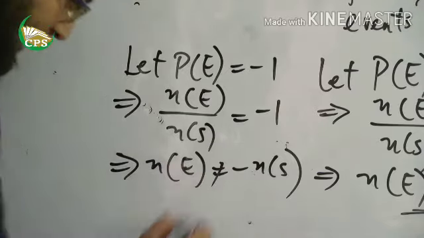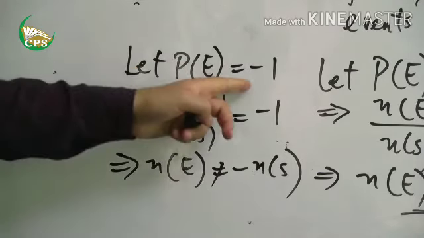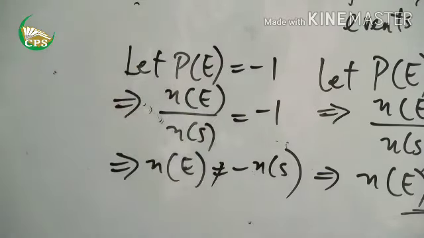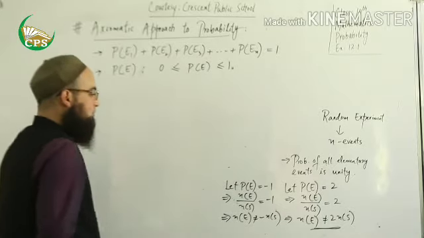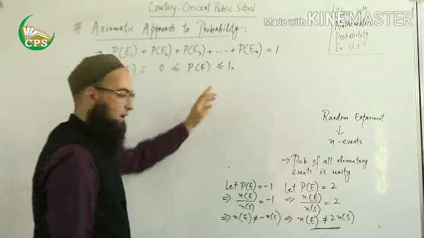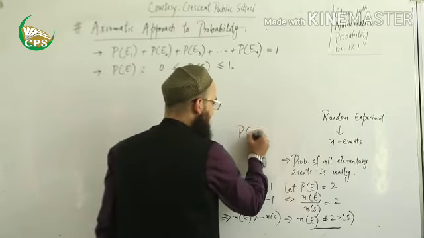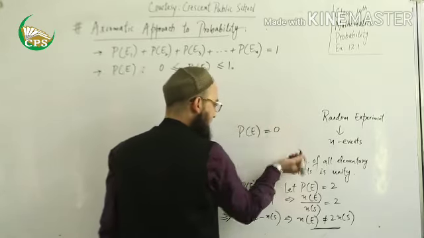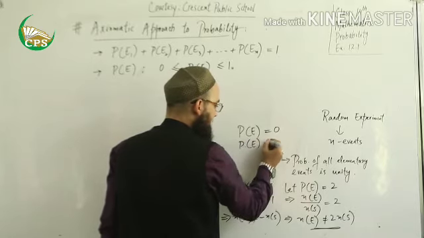So not possible either. Therefore, probability of event equal to negative is not true. So that means we have to agree that probability of event lies between 0 and 1. This point is true, that probability of event can be equal to 0 and it can be equal to 1.